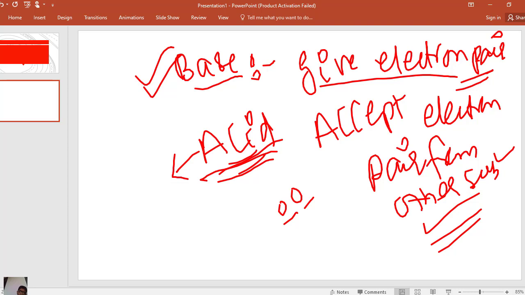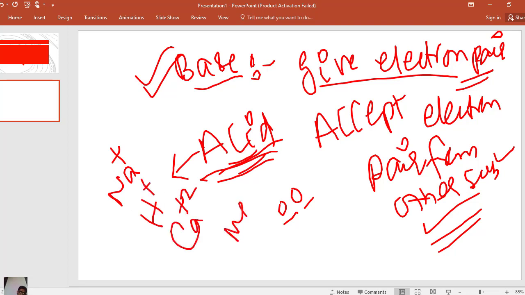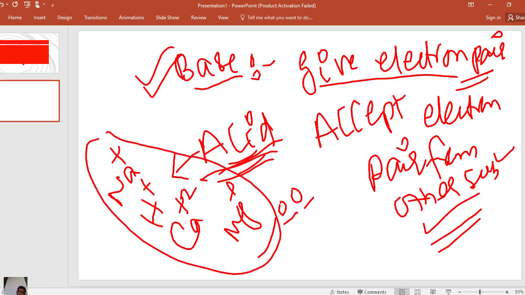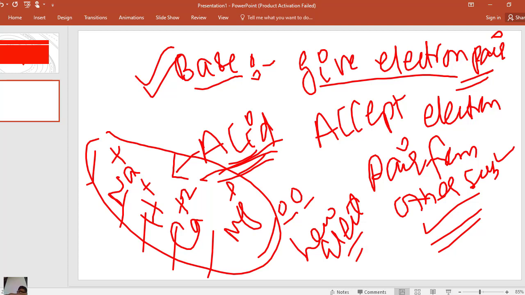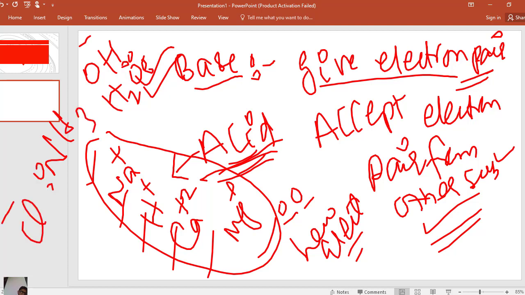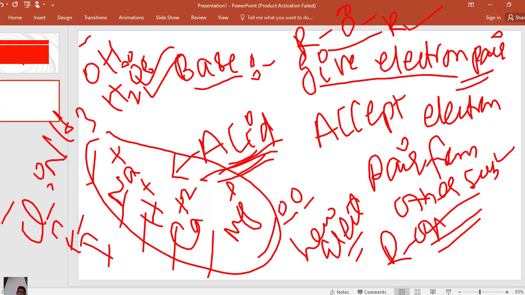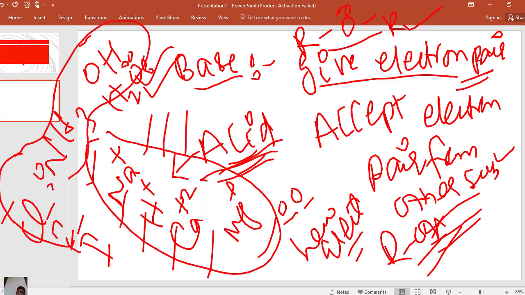So mostly positive ions like sodium ion, hydrogen ion, calcium ion, magnesium ion, these are the Lewis acids. These are also electron loving substances or electrophiles. So electrophiles are Lewis acids. Similarly, those substances like hydroxyl ion, water, ammonia, chloride ion, iodide ion, ether, and alcohol, these are all Lewis bases, while these positive ions are Lewis acids.